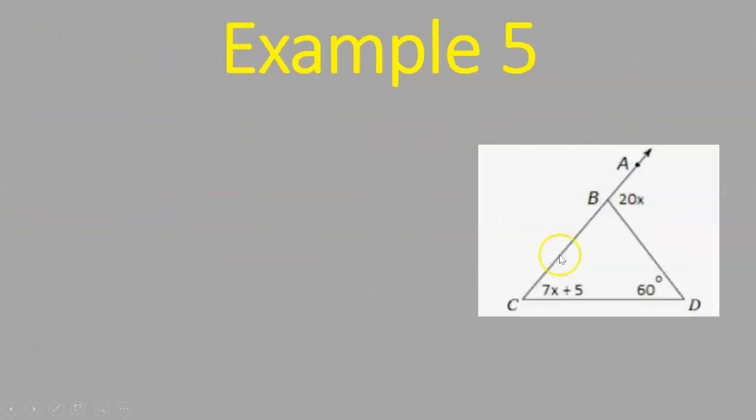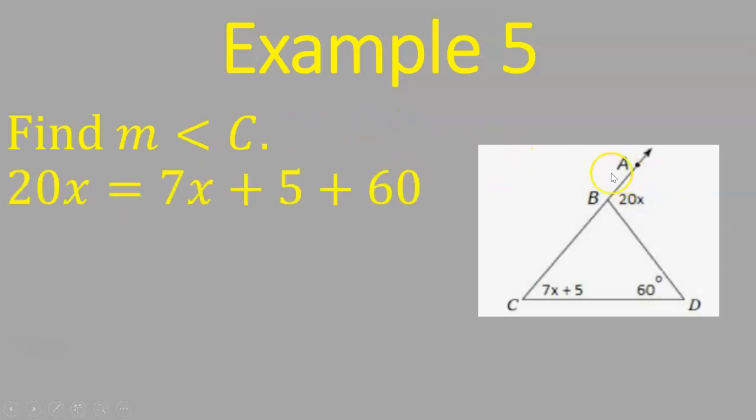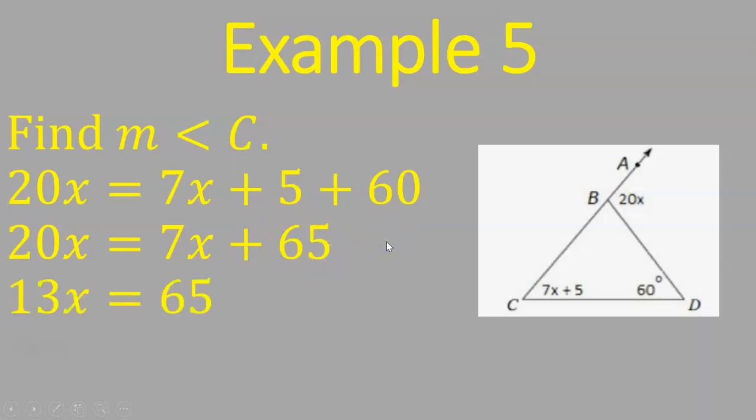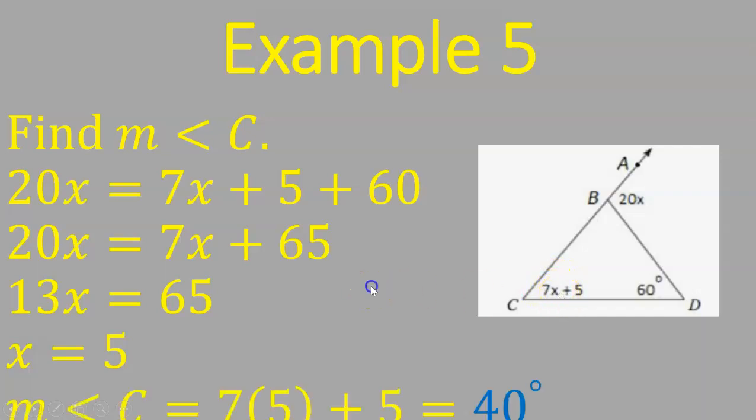Okay, so looking at the application there, the setup for this, make sure you get the exterior angle on the outside. Okay, so 20x is the exterior angle, this angle ABD here. It needs to be by itself. Okay, add the other two. 5 and 60 make 65. Now let's subtract 7x from both sides. Divide both sides by 13. Remember, pause if you need to. Now 5 is not our answer. We're looking for the measure of angle C. So I'll insert 5 into the x position to get 40 degrees.